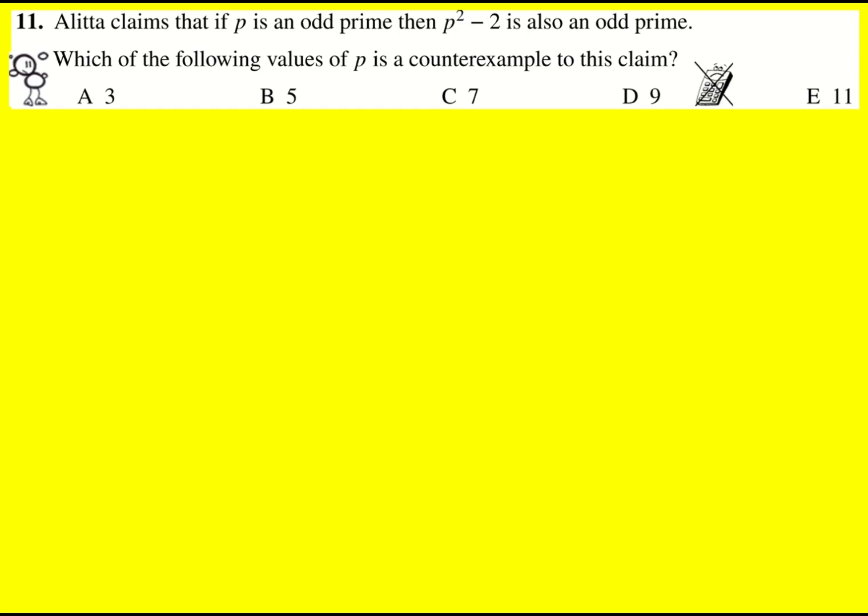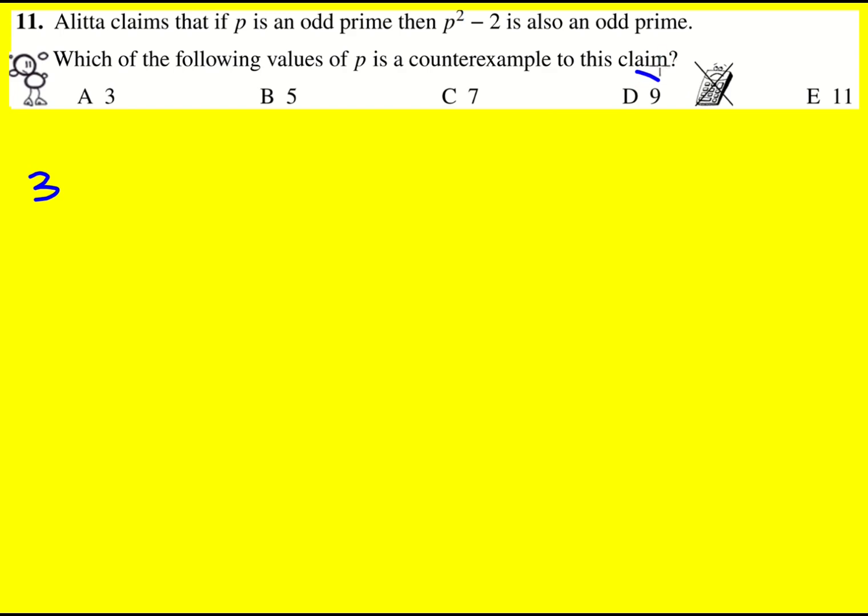So Alita claims that if p is an odd prime, then p squared minus 2 is also an odd prime. Which of the following values of p is a counterexample? So let's work our way through it and try and find a p squared minus 2 that is not an odd prime. Because all these are primes.